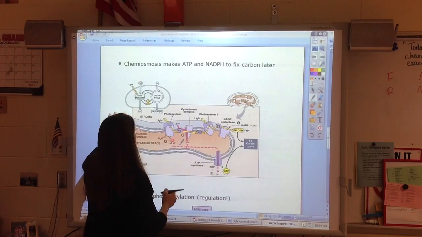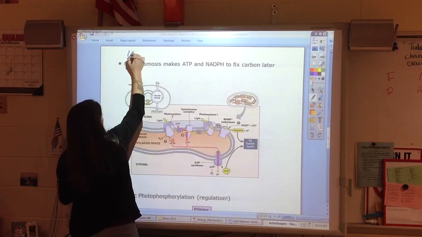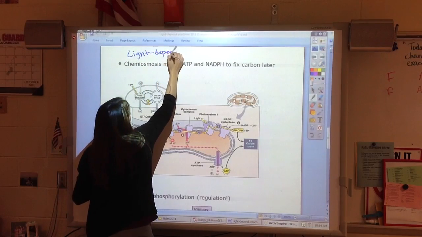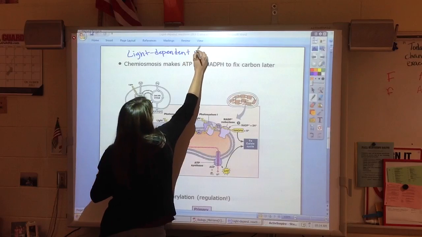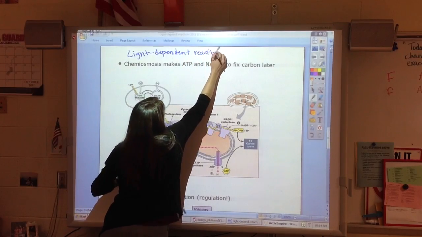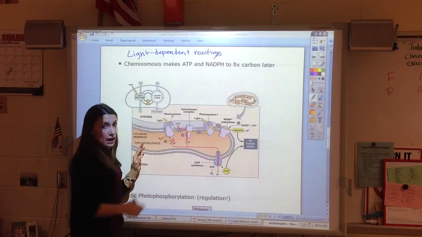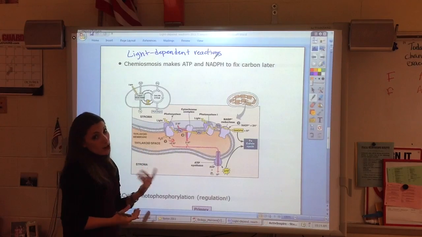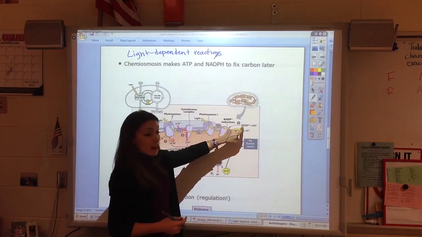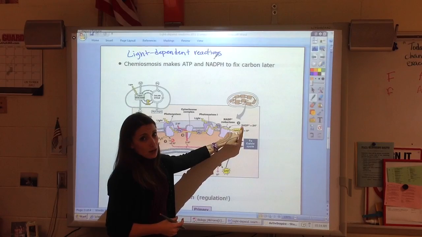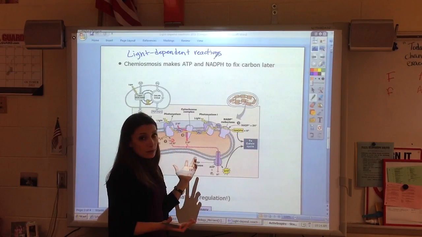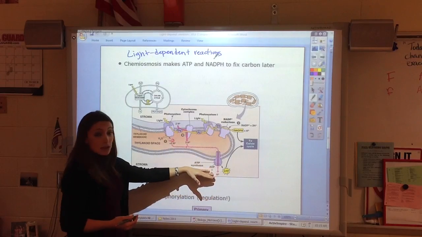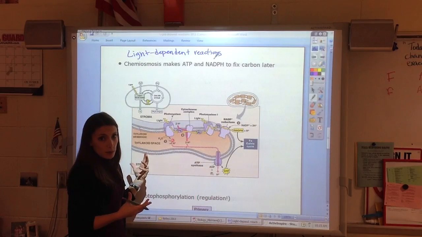And so the light-dependent reactions, these are called the light-dependent reactions because they depend on light. Light is a limiting factor. If I don't have light, none of this will happen. If I don't have water, none of this will happen. If I don't have an oxidized electron carrier, none of this will happen. If I don't have hydrogen ions, if I don't have the ATP synthase enzyme, none of this will happen.